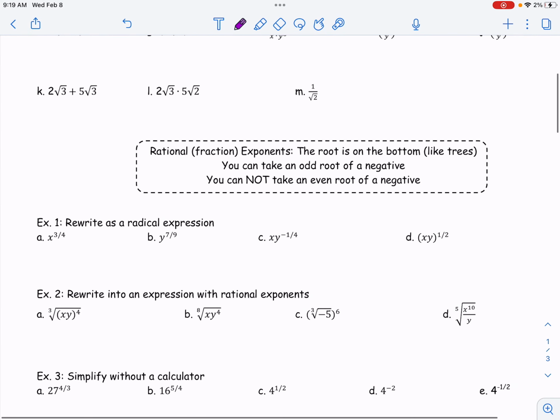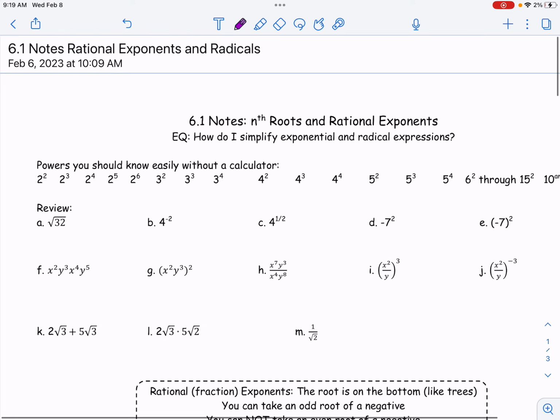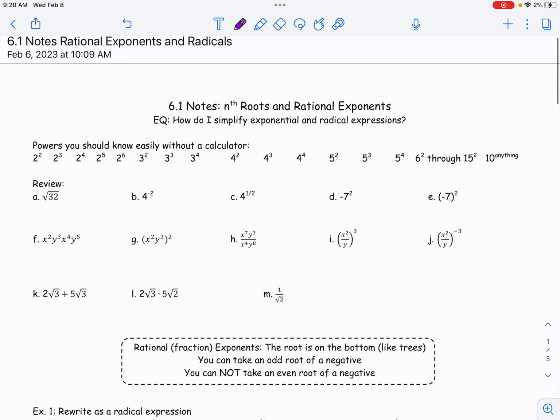Okay, we're moving into our new chapter. We are in rational exponents, radicals. This is your exponential kind of unit. It's a combination of a couple different things. So the first thing we're talking about are rules of roots and rational exponents.